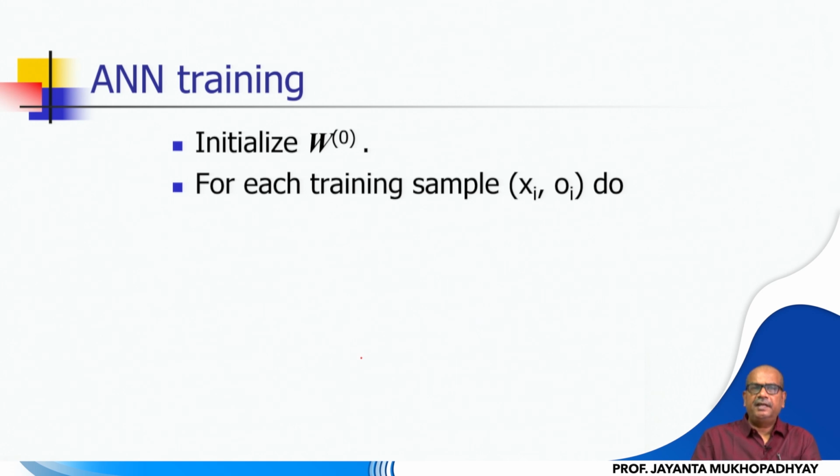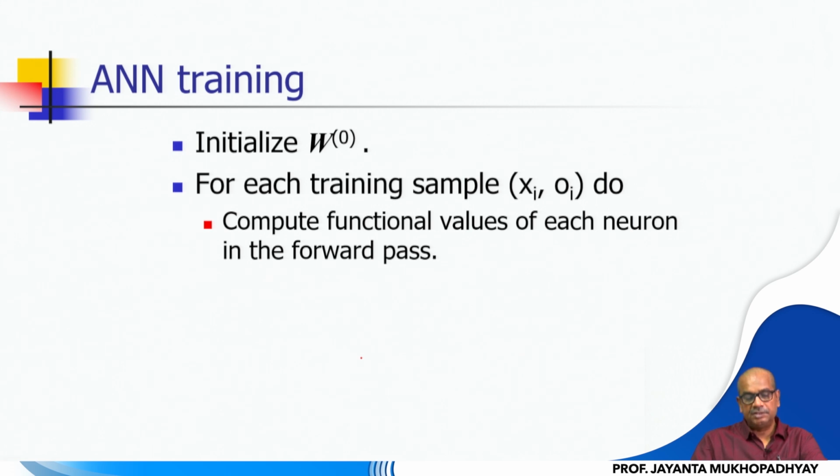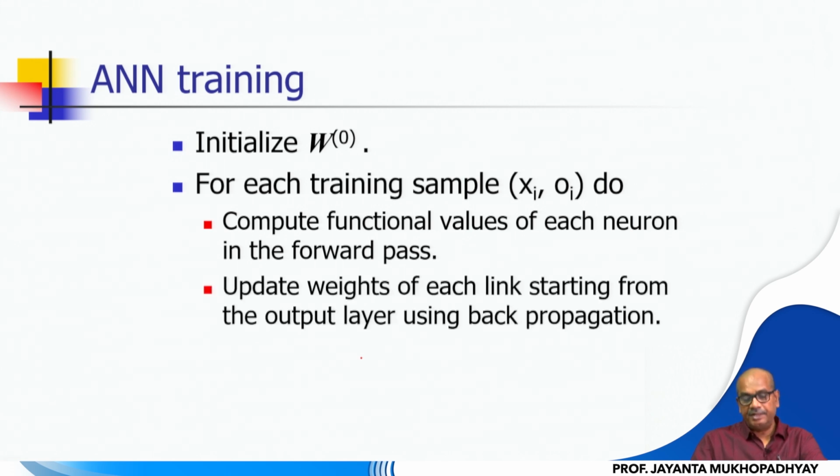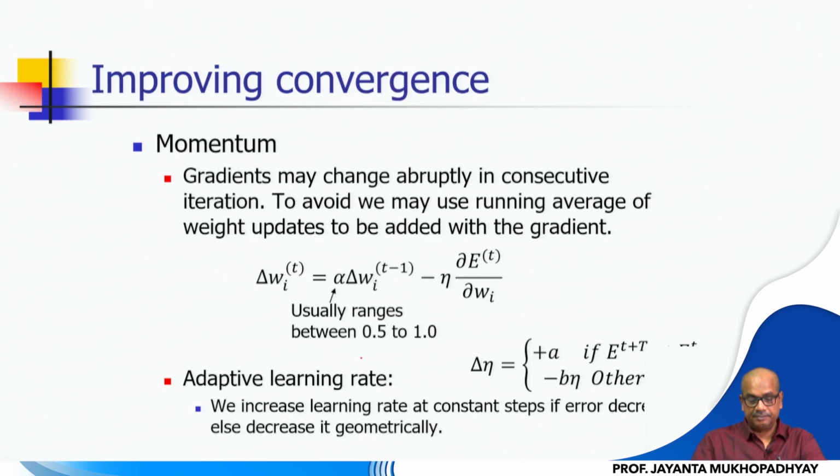So when we train an artificial neural network using this method, now we understand the same algorithm, I am just repeating, with respect to the backpropagation algorithm. You initialize the weights, then for each training sample where you have the specifications of xi and oi, you compute the functional values of each neuron in the forward pass, then update the weights of each link starting from the output layer using backpropagation, and continue till it converges.